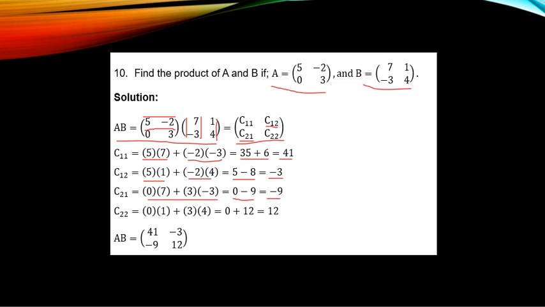To get the second element in the second row, you use the second row of matrix A to multiply the second column of matrix B. That is 0 times 1 plus 3 times 12, and that gives 0 plus 12 equal to 12. So you replace the element. So AB is equal to 41, minus 3, minus 9 and 12. Okay? Another example to explain further.